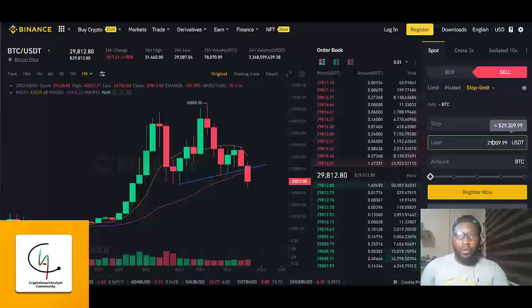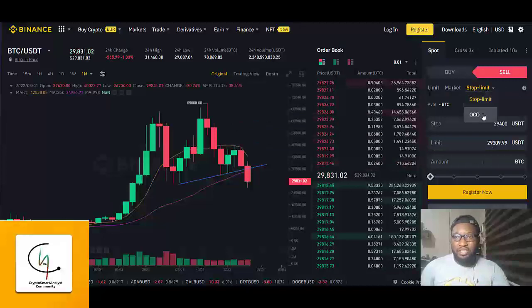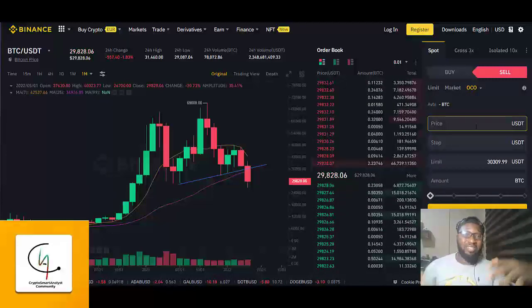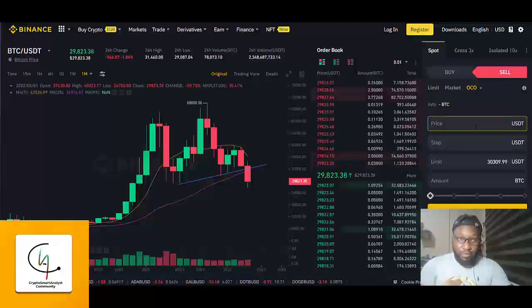So what OCO now did is, OCO is on Binance and manual on BitMEX. What OCO did is it allows you to place your take profit and your stop loss at the same time, which is actually very good.